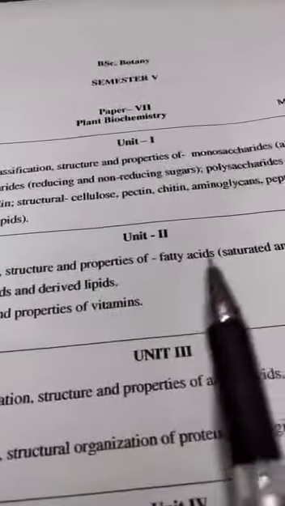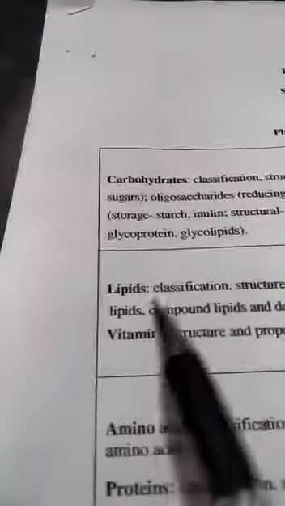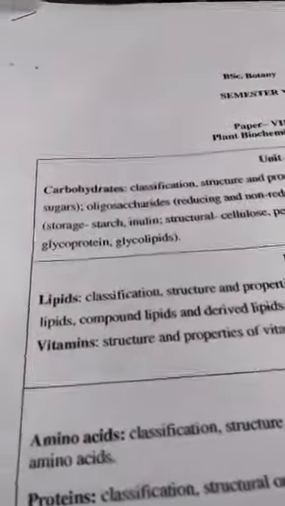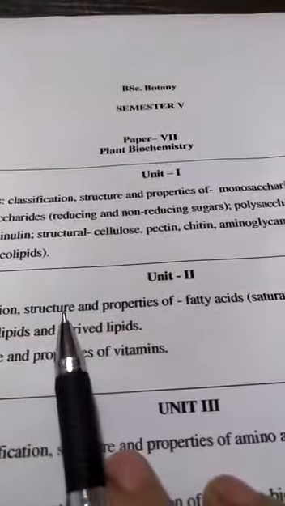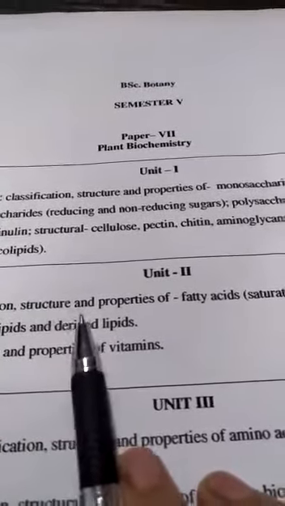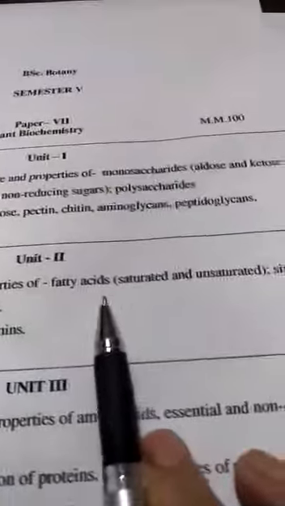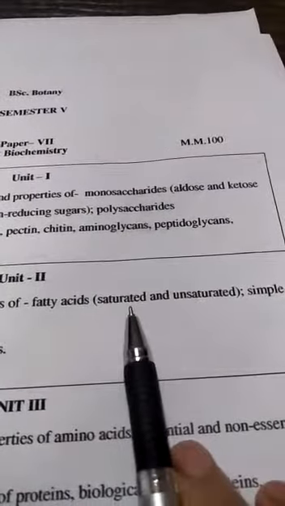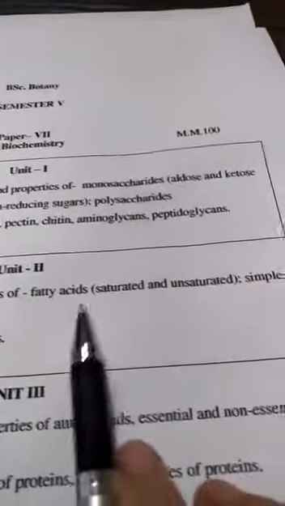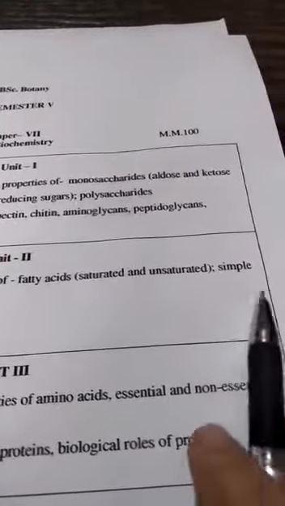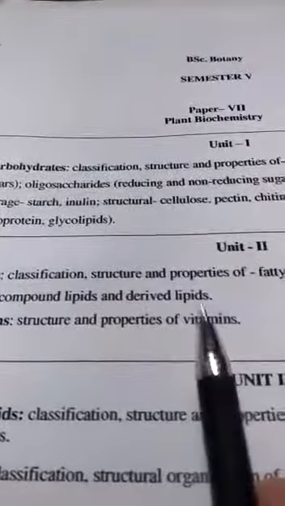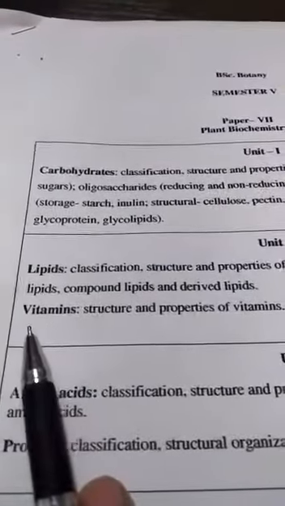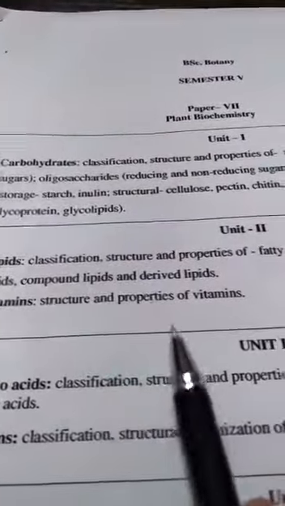Now coming to Unit 2. Unit 2 includes lipid and vitamins. There is classification of lipid. You have to also study the structure and properties of fatty acid. There are two types of fatty acids, saturated and unsaturated fatty acid. You have to also study simple lipid, compound lipids and derived lipids. Vitamins include structure and properties of vitamins.